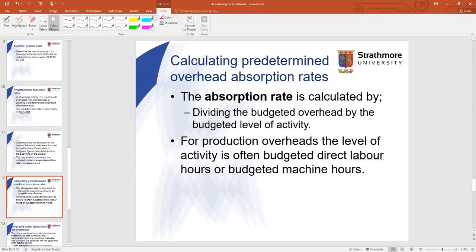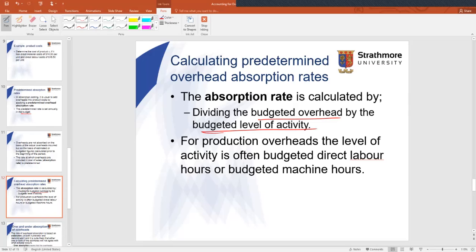Now, the absorption rate, which I think you've already done, is calculated by dividing the budgeted overheads by the budgeted level of activity. It's the overheads that we anticipate paying in the next month. How many labor hours do we anticipate in the next month? How many machine hours are we anticipating? So it is predetermined. We determine it by dividing the budgeted overhead by the budgeted activity level.